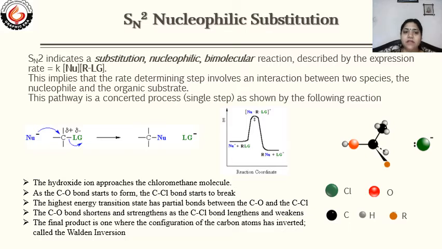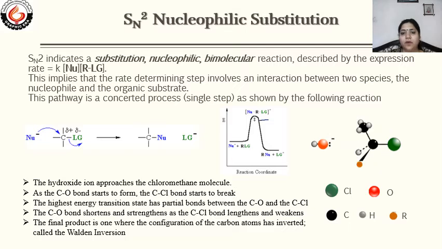If you see the reaction coordinate or energy profile diagram, you will find only one transition state, where the leaving group and nucleophile are both partially attached to the R group, that means the carbon skeleton. The same you can see in the animation. Here also bond breaking and bond making occur simultaneously. So in this case the final product will have an inverted configuration.